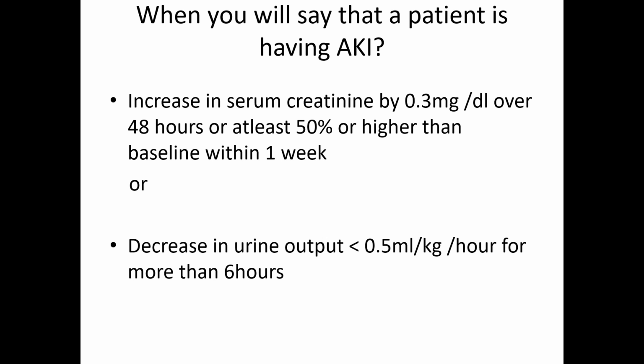Then, not only the serum creatinine value, which is a marker of the glomerular filtration rate, but urine output also tells you whether the patient has AKI or not. If a patient has a decrease in urine output to less than 0.5 ml per kg per hour for longer than 6 hours, you can label this patient as acute kidney injury.